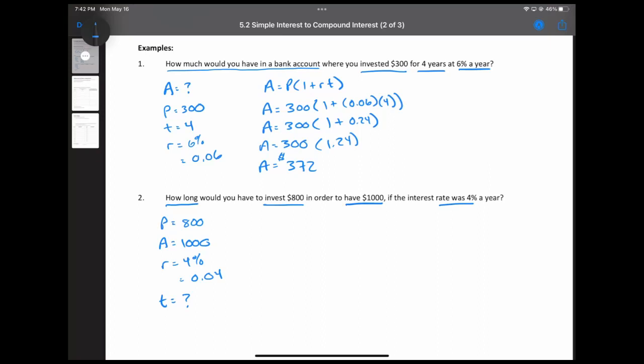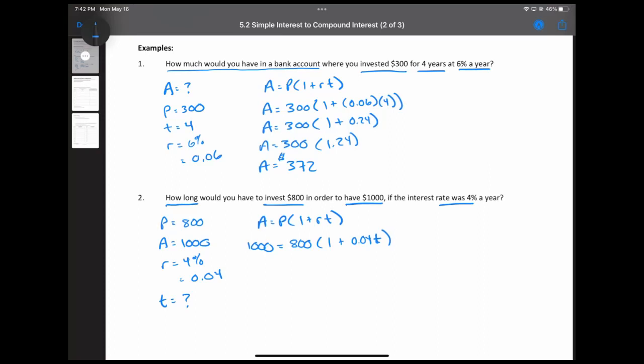Okay, same as last time. We look at those variables and we say P, A, R, T. That looks like all the variables in the equation. A equals P(1 plus RT). And now we just plug in the knowns and leave the unknown as a variable. So this is 1,000 equals 800(1 plus 0.04T). All right, now we have an equation that we have to solve for T.